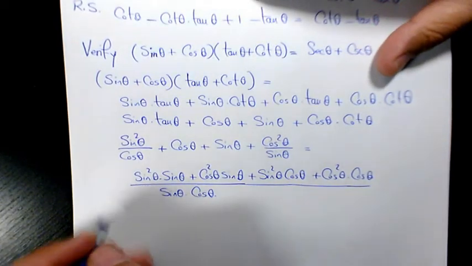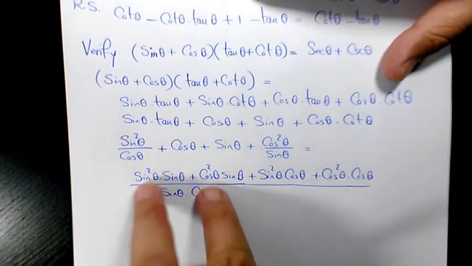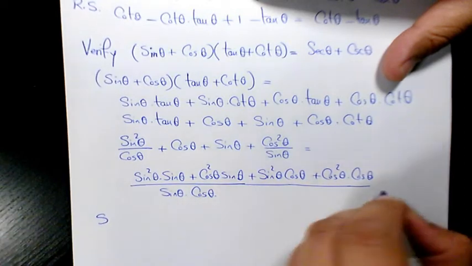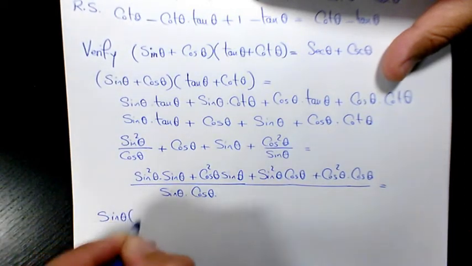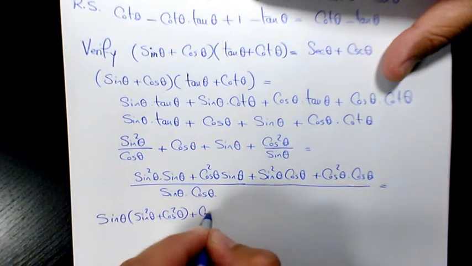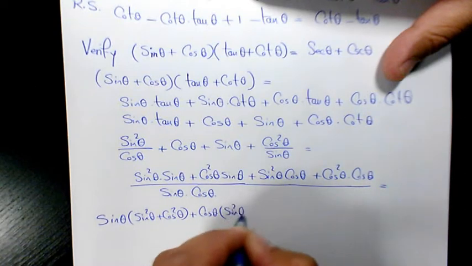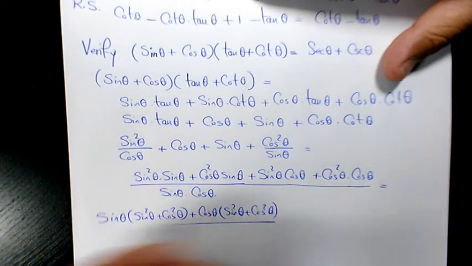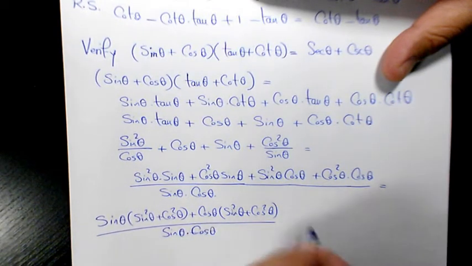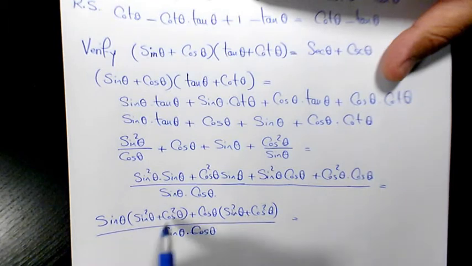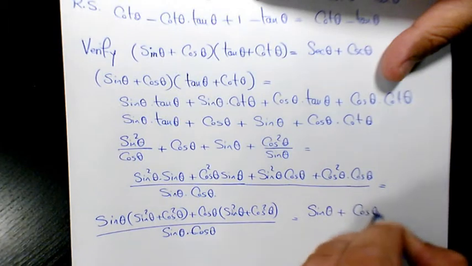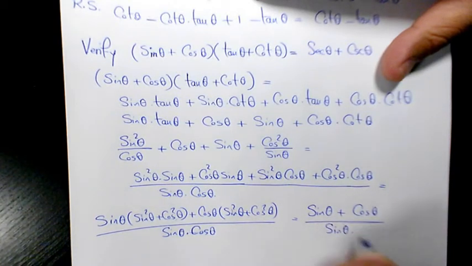Then what I can do, I can factor sine theta from these two and cosine theta from these two. So that's going to be equal sine theta times sine squared theta plus cosine squared theta plus cosine theta times sine squared theta plus cosine squared theta over sine theta times cosine theta. So sine squared plus cosine squared is 1. So this one 1, this one 1. So it's going to be sine theta plus cosine theta over sine theta cosine theta.